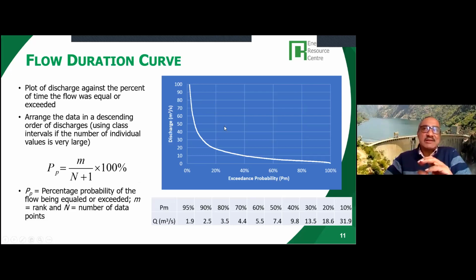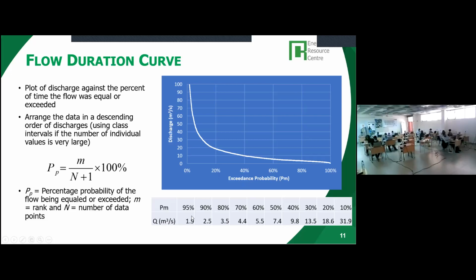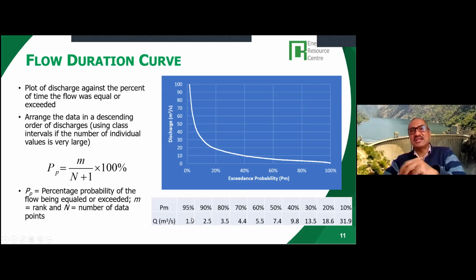So based on that probability, like let's say 80 percentile, 60 percentile, 40 percentile, 20 percentile, this curve is what is known as the exceedance probability. And the value we get, like 95% of the time, you get a flow of 1.9 cubic meter per second or more. 80% of the time, you get 3.5 cubic meter or more.